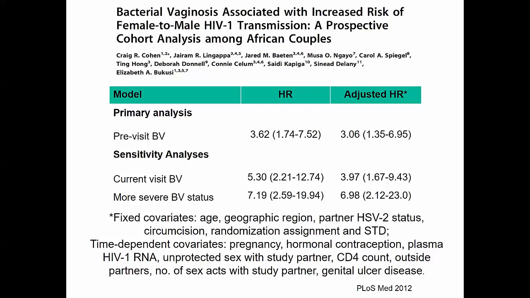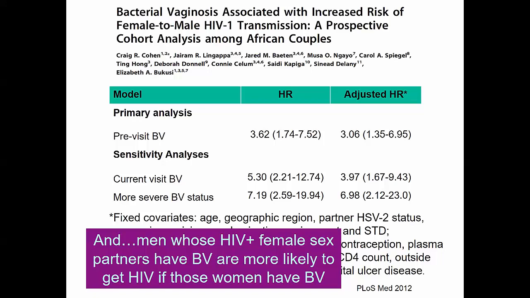The obvious question here is, was BV increasing the woman's genital viral load? Because again, that's the main mediator of transmission. And actually, that was the case. There was a slight increase in HIV shedding in these women who had BV, but it was only about 1/3 of a log, and it wasn't enough to explain this increased risk.